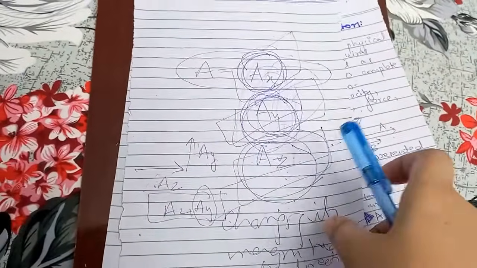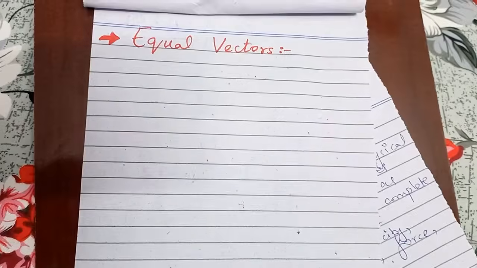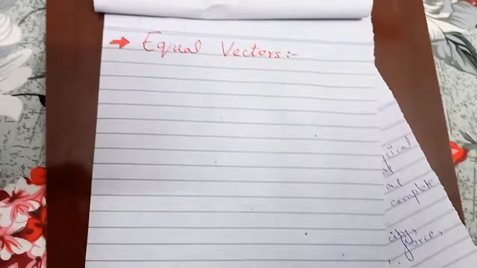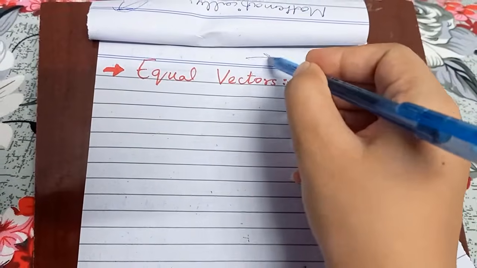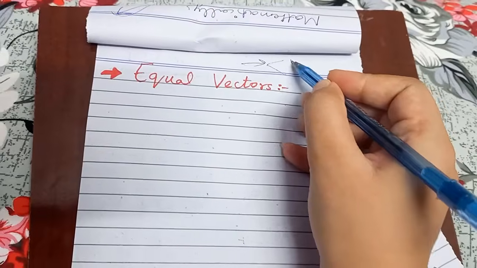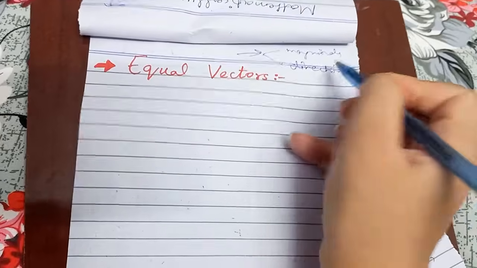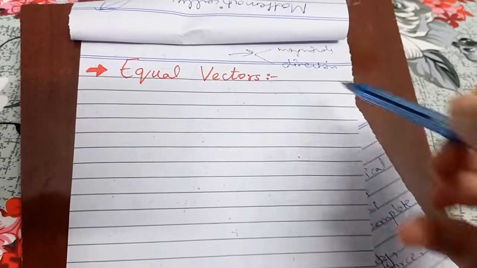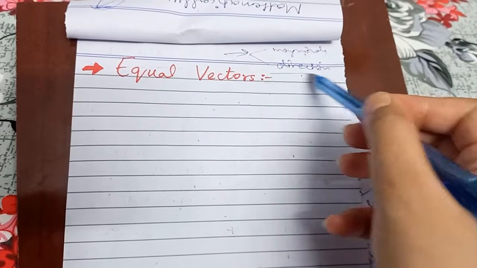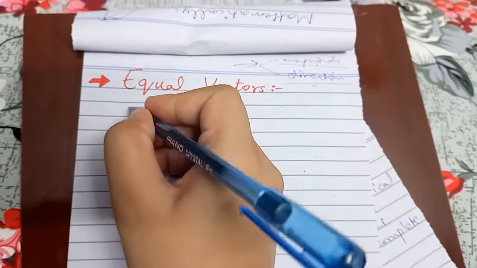So let's continue with equal vectors. What are equal vectors? When will two vectors be declared to be equal to each other? As we know, a vector has two main things: one is magnitude and the other is direction. Now two vectors will be equal to each other if they have the same magnitude and direction. If both their magnitude as well as direction are equal to each other, then the two vectors are equal vectors. So we can write it like that.